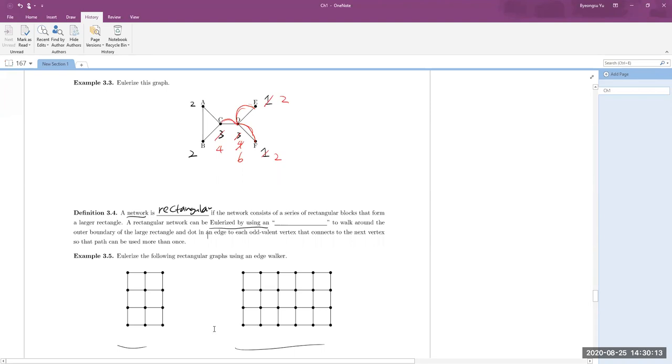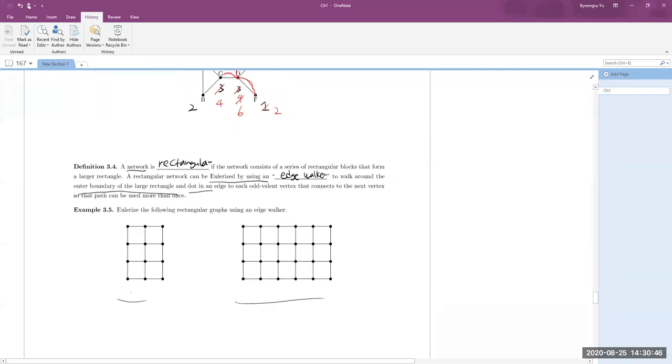So I need to name this one. Actually, I didn't remember the exact name of this. Oh, edge walker. Oh, sorry. Using the edge walker to work around the outer boundary of the larger rectangle and add an edge to each odd-degree vertex that connects to the next odd vertex, so that a path can be used more than once. So I want to try to figure out what it means. So when you watch this kind of odd rectangular network, then you can figure out that every point inside the rectangle has even degrees, right?